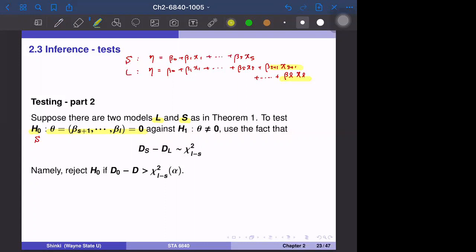So in this case, we calculate the deviance for S and the deviance for L, then take the difference. So dL is always smaller. Deviance is kind of similar to the residual sum of squares. So this follows chi-square distribution with degrees of freedom L minus S. So we reject H naught if, okay, so this is slightly different, ds minus dl is greater than chi-square of L minus S of alpha.